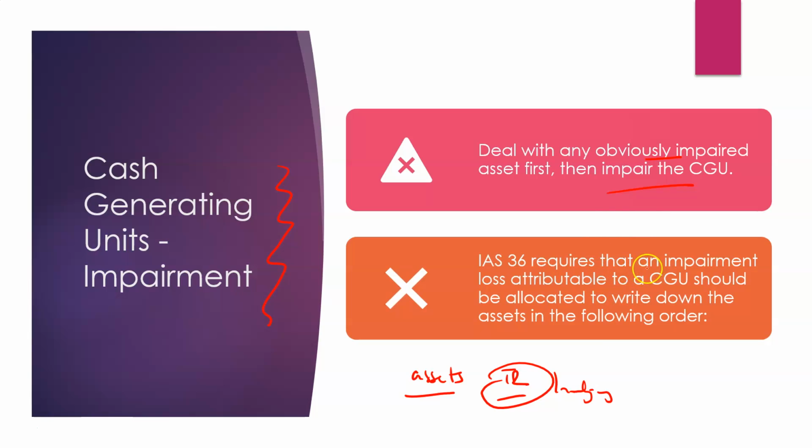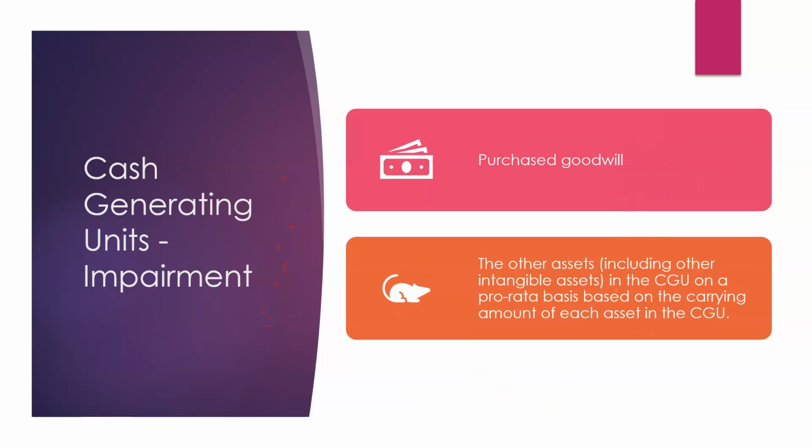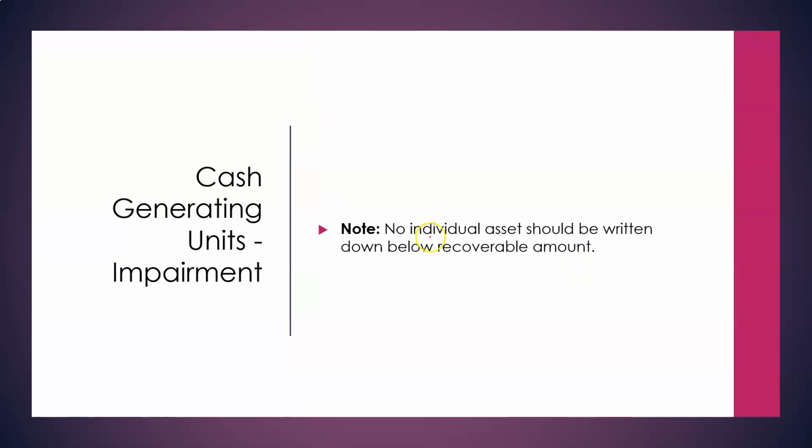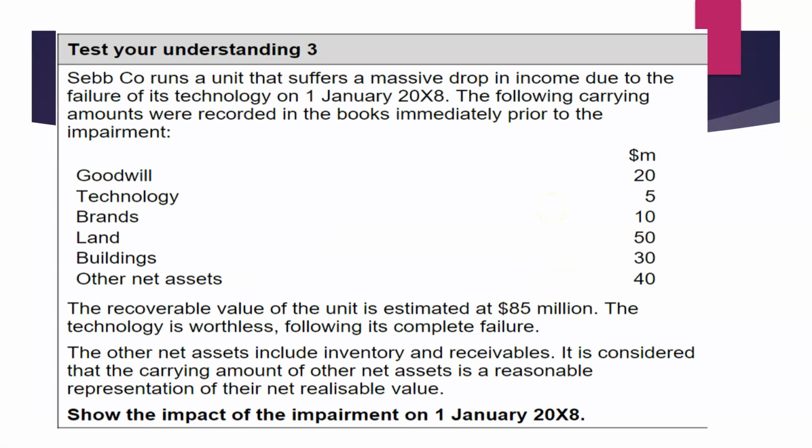IAS 36 requires that an impairment loss attributable to a CGU should be allocated to writing down assets in the following order. It literally tells you what order. First of all, what unfortunately has to go, all of it goes, is goodwill. Then the other assets, we split that pro rata, based on the carrying amount of each asset in the CGU. Again, no individual asset should be written down below its recoverable amount.